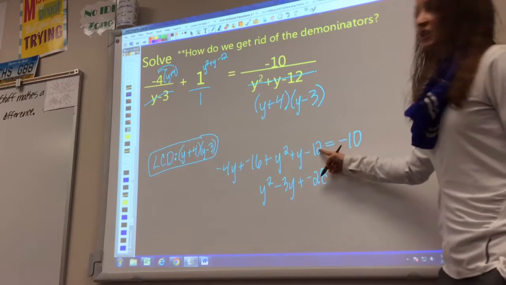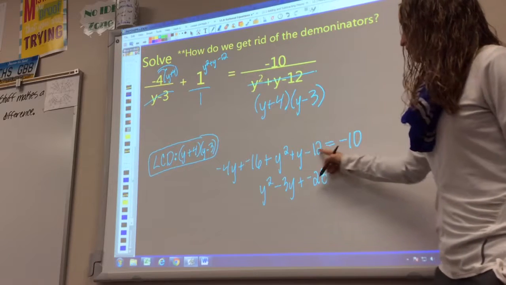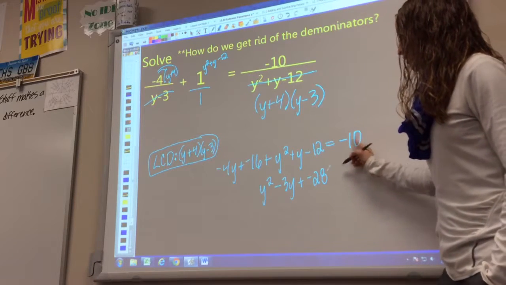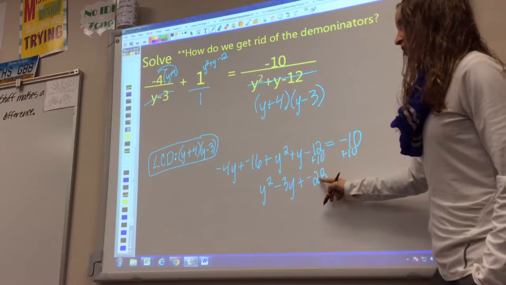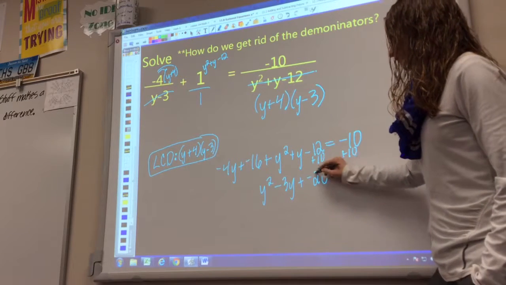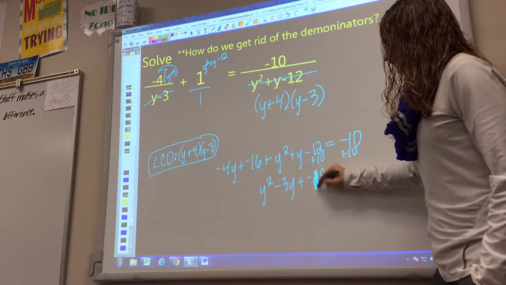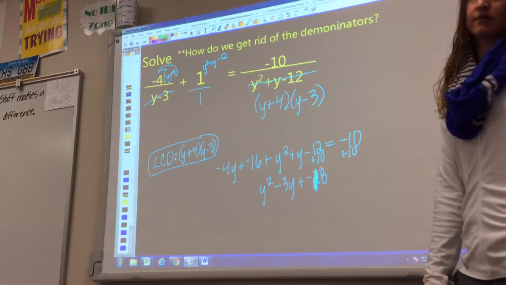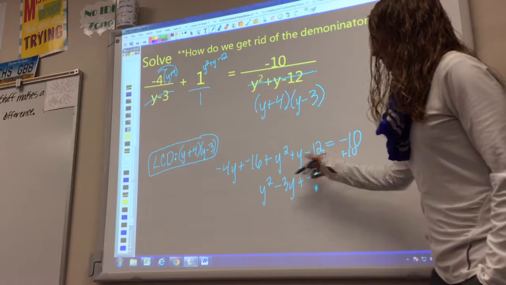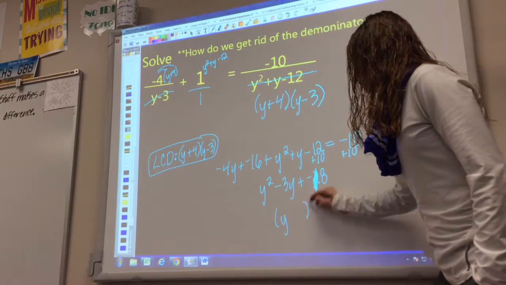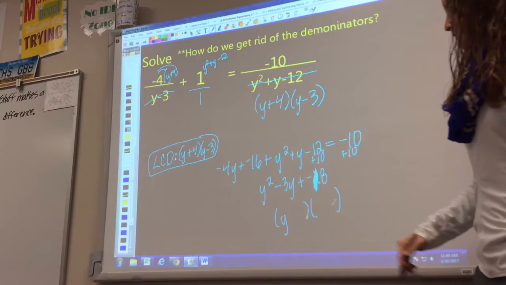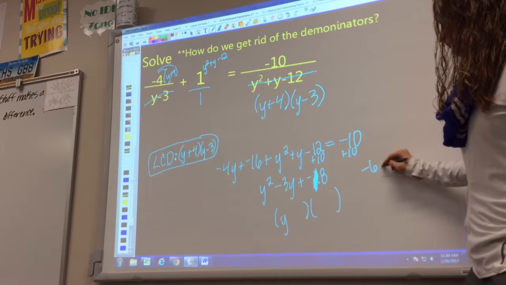When we add 10 to the other side, what would we get here? We have to add 10. What would this change to if we add 10? Negative 18. You did negative 12 plus negative 16. Then, if we factor, what two factors of negative 18 add up to a negative 3? 6.